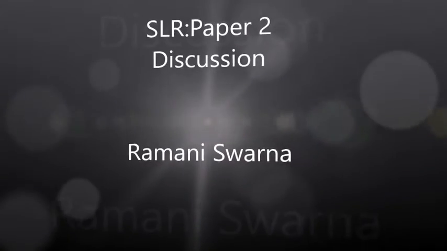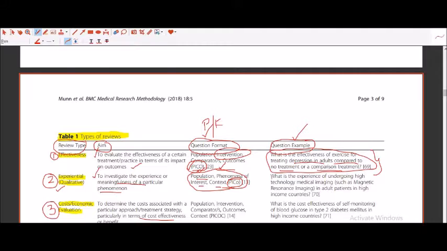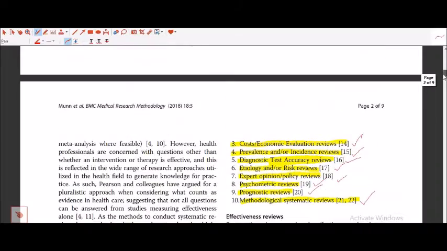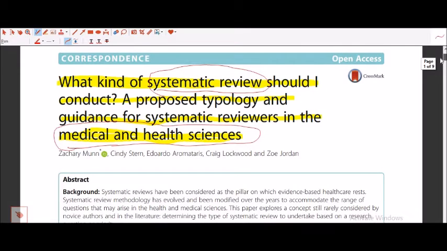Hi to all. In this video presentation, I'll be focusing on another paper titled "What kind of systematic review should I conduct? A proposed typology and guidance for systematic reviewers in medical and health sciences" by Zachary Munn, Cindy Stern, Edoardo Aromataris, Craig Lockwood, and Zoe Jordan. This paper was published in 2018 in BMC Medical Research Methodology and is also open access.